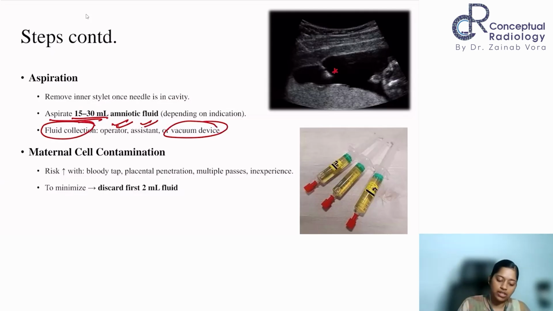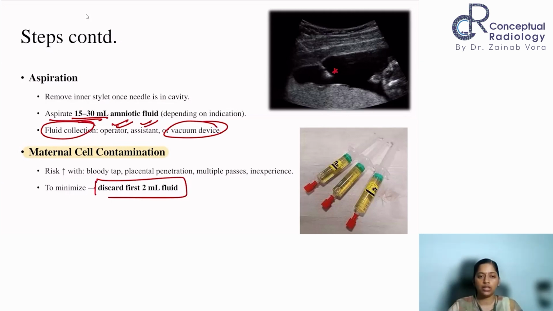Now, the thing that we were discussing, maternal cell contamination, happens when there is blood in the tap that you have aspirated. So the risk increases with it. It is more frequently seen if you are going through the placenta and taking multiple passes. If multiple passes are taken, again, the risk of maternal cell contamination increases. Now, how do I minimize the maternal cell contamination? The first 2 ml of the sample you can discard.